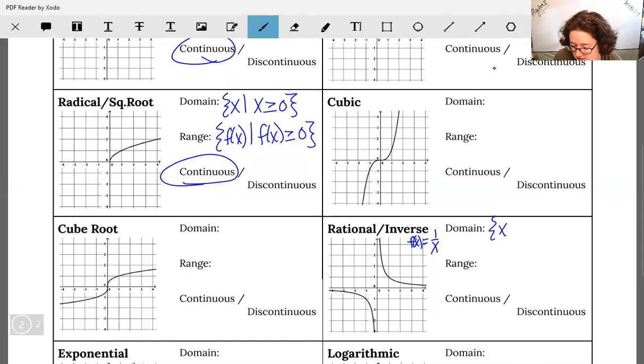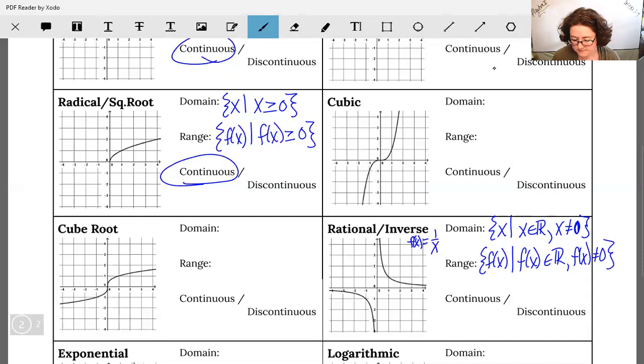So our domain, x is such that x is in the set of all real numbers, but x doesn't equal 0. Same thing for our y values. So our range is f of x is such that f of x is in the set of real numbers, but it can't equal 0. It has a hiccup. So because it has that hiccup in the middle of the graph, this is a discontinuous graph.